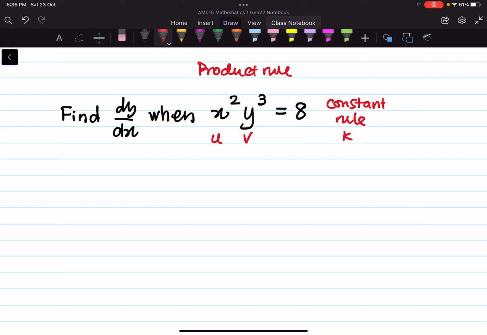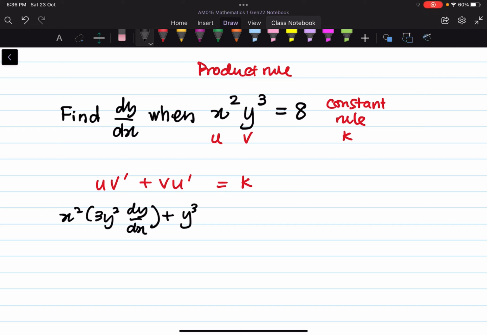So we know that the product rule is u v prime plus v u prime, and the constant, which is k, u, which is x squared. If we differentiate y cubed with respect to x, we're going to get 3y squared dy/dx, plus y cubed, and if we differentiate x squared with respect to x, we're going to get 2x, equals, and if we differentiate 8 with respect to x, we're going to get 0.